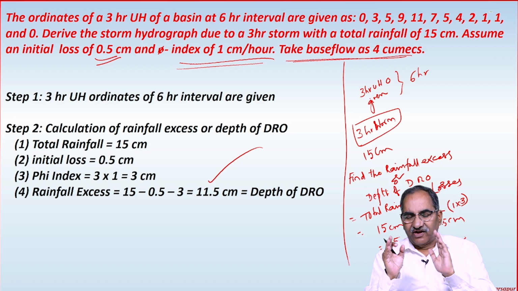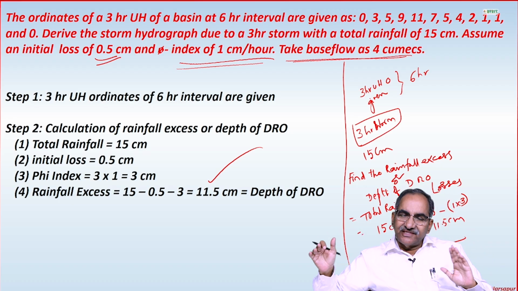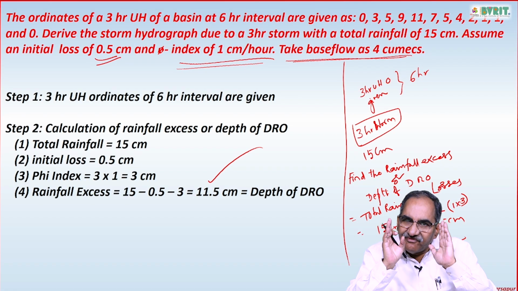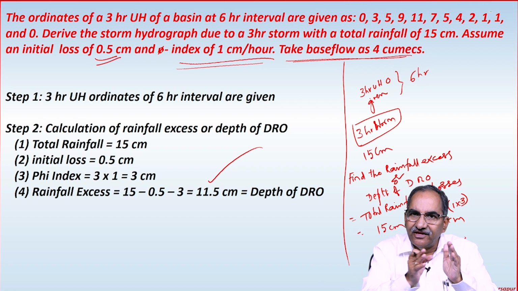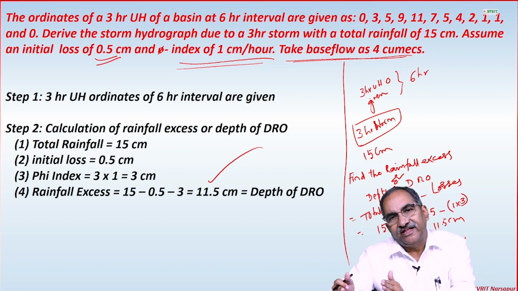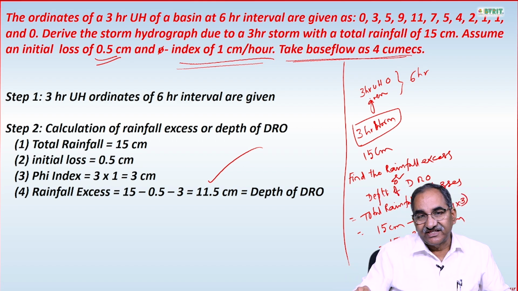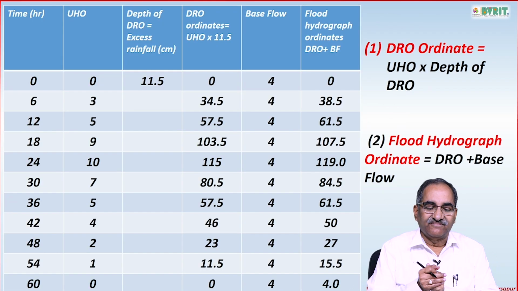How to get the rainfall excess: rainfall minus losses. There you need to be very cautious. Clearly you should see the data and accordingly you need to calculate. Once this rainfall excess is over, then I see.